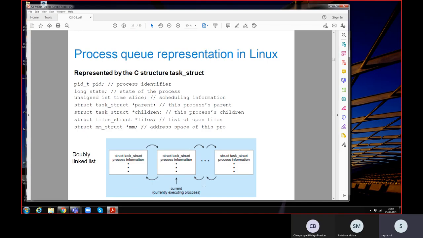This is just a representative picture. A ready queue need not always look like this, but in general, I hope you get the idea that this is how the operating system maintains these queues called job queue, ready queue, device queue, etc. In some form, PCBs are the nodes of the queue, and the queues are most commonly represented as doubly linked lists.